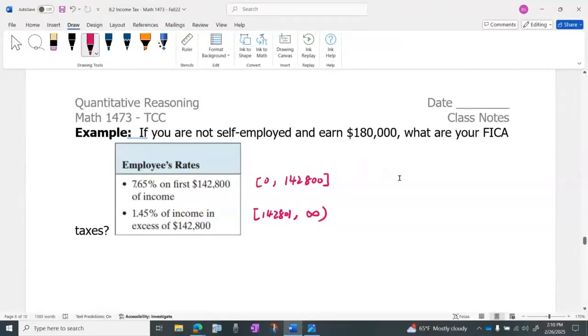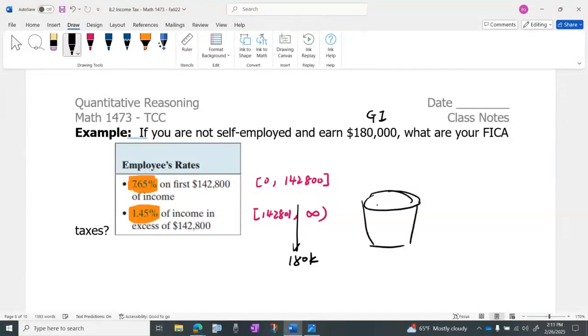Then the money goes to Social Security and Medicare. So his salary, this is gross income. We do not need to calculate taxable income because the FICA rate applies to the gross income. Yeah, that's a lot. Let's find out how much that is. Since $180,000 falls in the second bracket, this person is going to have both rates. So we need to prepare 2 buckets for him.